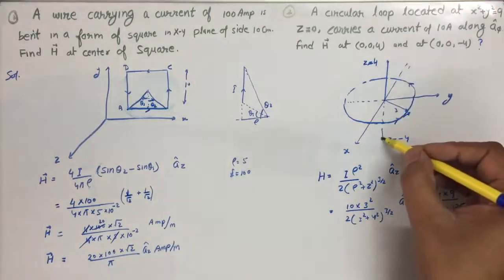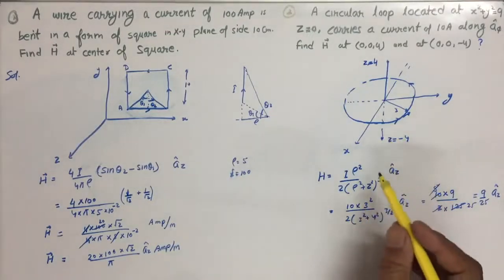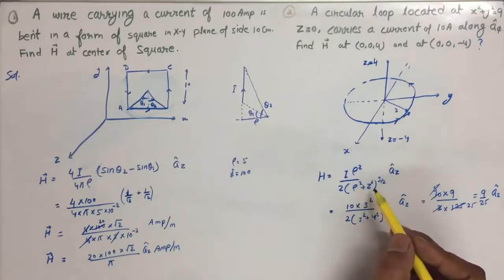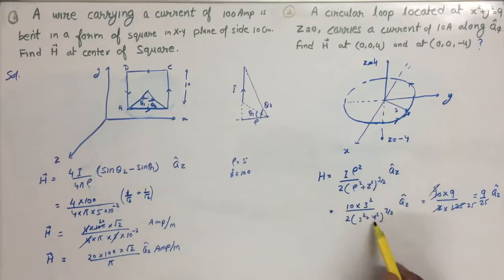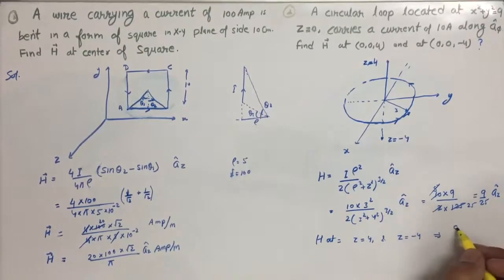Now we have to find at this point. Again z is minus 4, it will give us plus 16, and there will be no change at all in anything except this point. So H at z equal to plus 4 and at z equal to minus 4 will be the same, that is 9 by 25 in the direction of AZ.